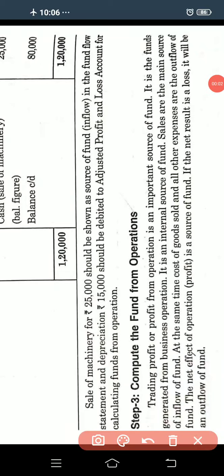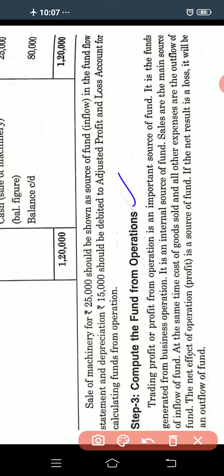The third step to calculate the fund flow statement is to compute the fund from operations. Trading profit or profit from operation is an important source of fund. So the profit is the important source or the income for the business, right? It is the funds generated from the business operation. The profit is generated from the business operations, that is sales or any other activities.